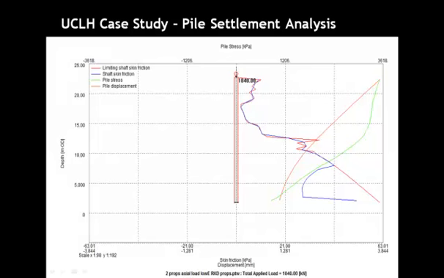As you can see, here's an output. This shows the pile settlement analysis. And as you can see, we've got the limiting shaft skin friction, the shaft skin friction, the pile stress, and pile displacement. So that's all there.